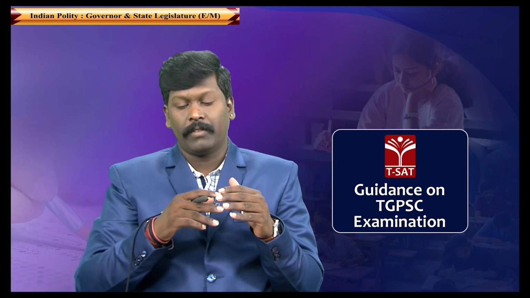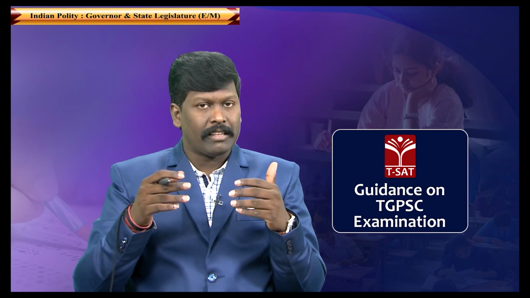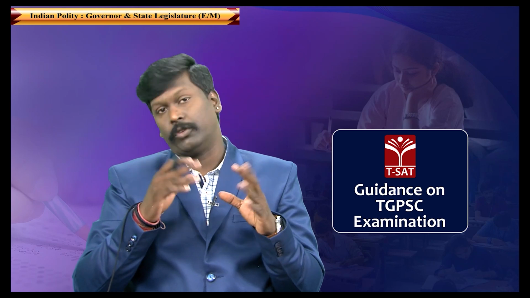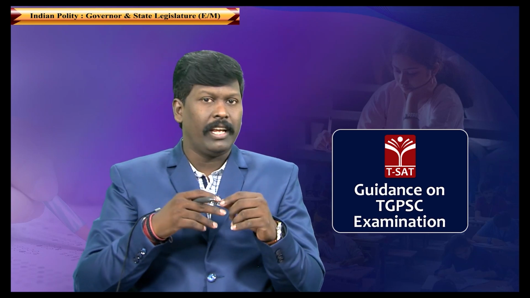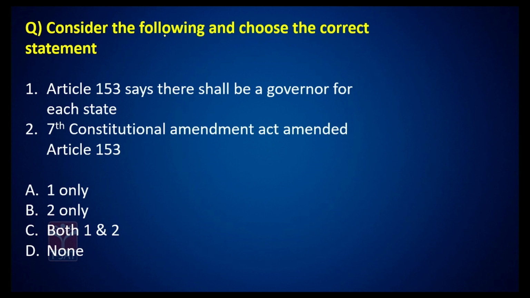Let us start understanding the state legislature and governor with the help of objective type questions. Look at question number 1. Look at the screen. Consider the following and choose the correct statement. Article 153 says there shall be a governor for each state. Just before, I told you, this is a correct statement.